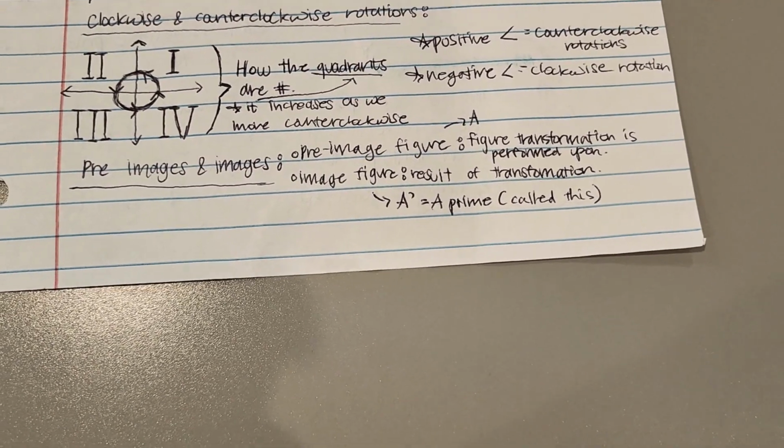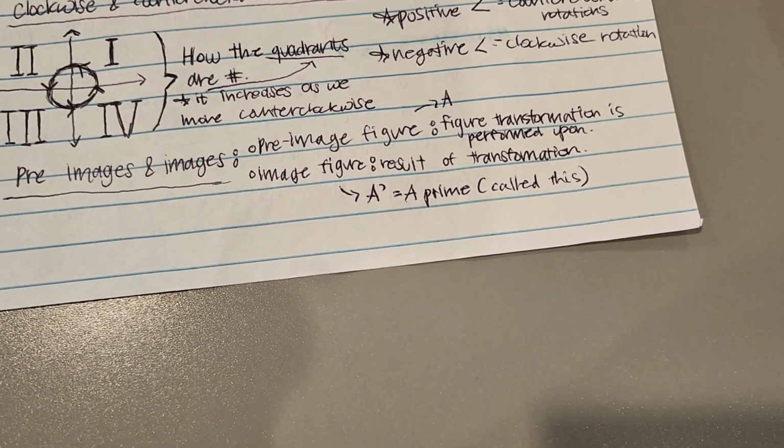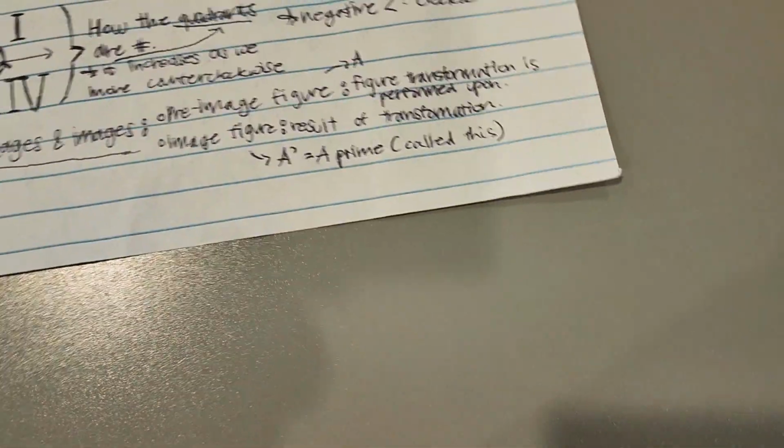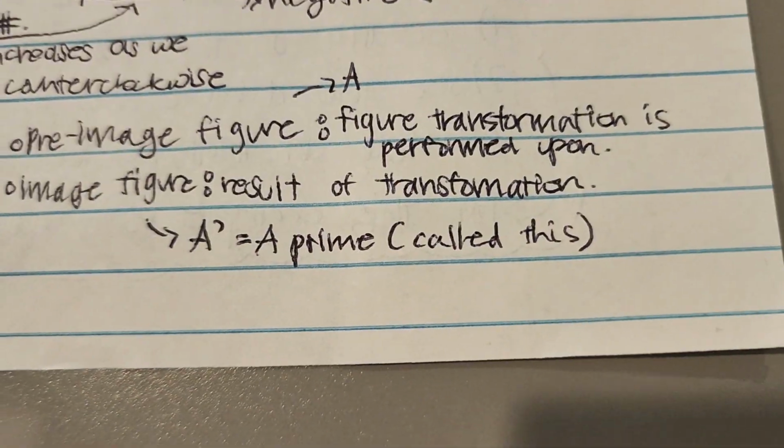Pre-images and images. The pre-image is the figure the transformation is performed upon, just A. The image is the figure that results from the transformation, for example, A prime.